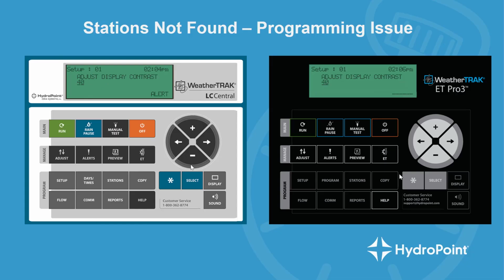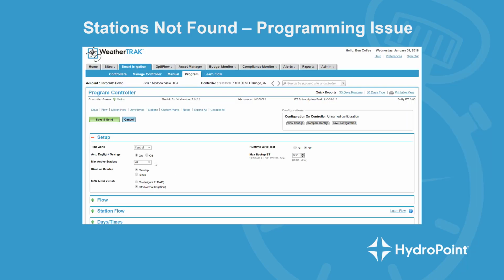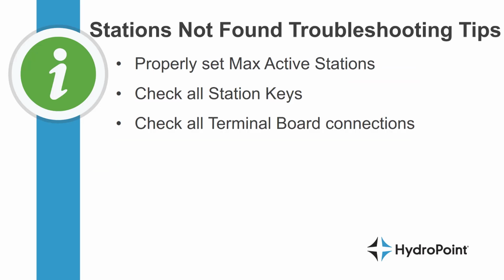If your Stations not found alert is caused by a programming issue, set your max active stations. This is found on the setup menu of any of our controllers and can also be set online at weathertrack.net on the program page. Again, this value should be programmed with the number of station wires that are plugged into your ValveWire terminal board. When troubleshooting a Stations not found alert, if it was a programming issue, once you've properly set the max active stations, the alert should go away.